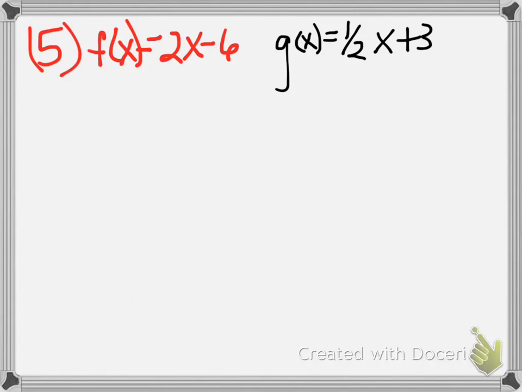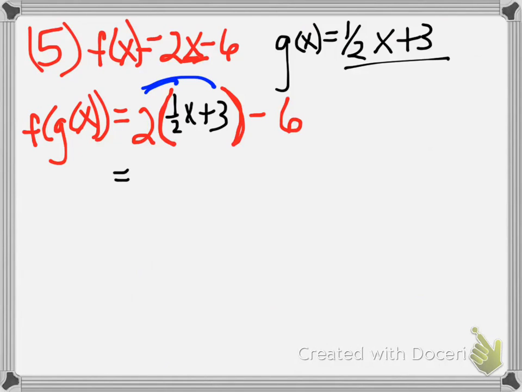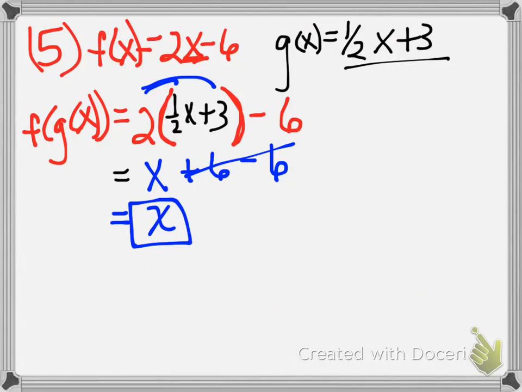All right, for number 5, we're going to do f of g of x, and we're going to do g of f of x. So starting with f of g of x, I'm going to take the f function, which is 2 times x minus 6, but where the x was, I put a great big open parenthesis. And in its place, I'm going to put the g function, which is 1 half x plus 3. Now I'm going to simplify this problem. So to distribute the 2, 2 times 1 half x is x, 2 times plus 3 is plus 6, and then minus 6 is still out there. x plus 6 minus 6, those two cancel, and I'm left with an x, which is the first step.